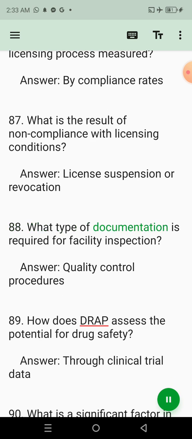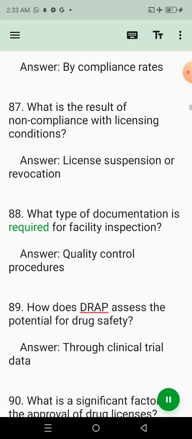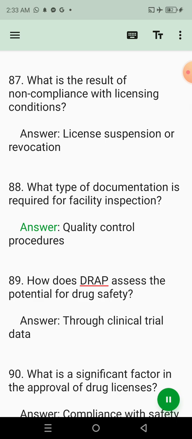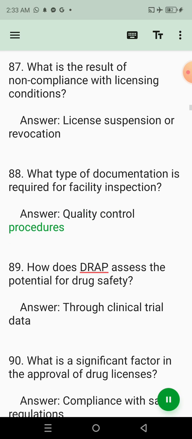88. What type of documentation is required for facility inspection? Answer: quality control procedures.